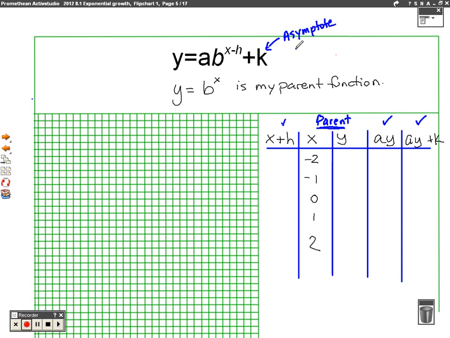My asymptote is at y equals k. Now, if there is no k, then it's at y equals 0, so k is 0 if you don't see one. What else? And then be really careful, x minus h. So here we're doing x plus h, right? Because it's the opposite.